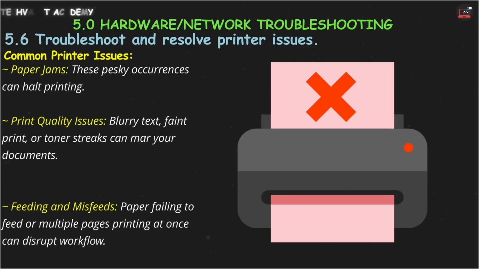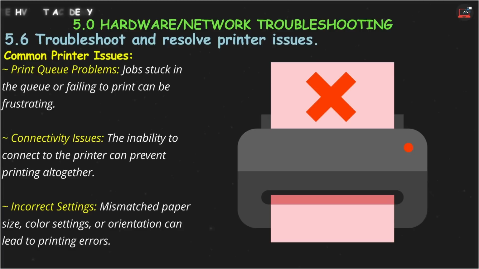These pesky occurrences can halt printing. Print quality issues. Blurry text, faint print, or toner streaks can mar your documents. Feeding and misfeeds. Paper failing to feed or multiple pages printing at once can disrupt workflow. Print queue problems. Jobs stuck in the queue or failing to print can be frustrating. Connectivity issues. The inability to connect to the printer can prevent printing altogether.